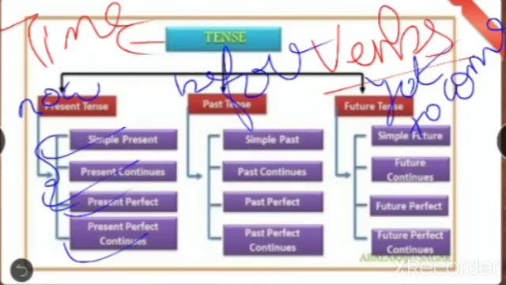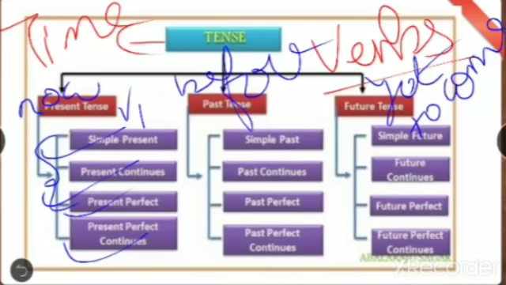Okay, simple present, we are going to talk about actions that happen daily. Actions that happen daily. So for that, we are going to use V1. Present continuous, what does present continuous mean? Something that is going on right now. What are you doing right now? You're listening to the teacher, right? You're listening to the class.